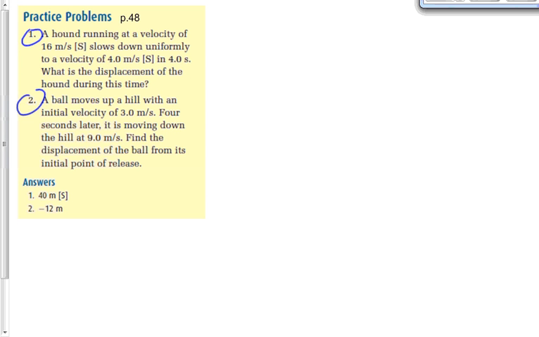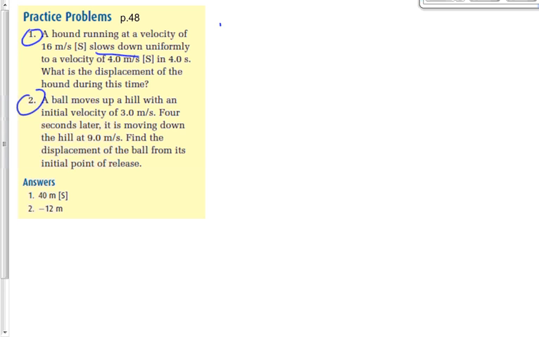Question number 1 says, a hound running at a velocity of 16 meters south slows down uniformly. Slows down right there. It's telling me what? Slows down. Is it a group A or a group B problem? It's group B, right? It's slowing down. It's accelerating, or more specifically, decelerating. So it's a group B problem. I can use any of those group B equations, any of those equations that involve acceleration. It slows down to 4 meters per second in 4 seconds. What's the displacement of the hound during this time?